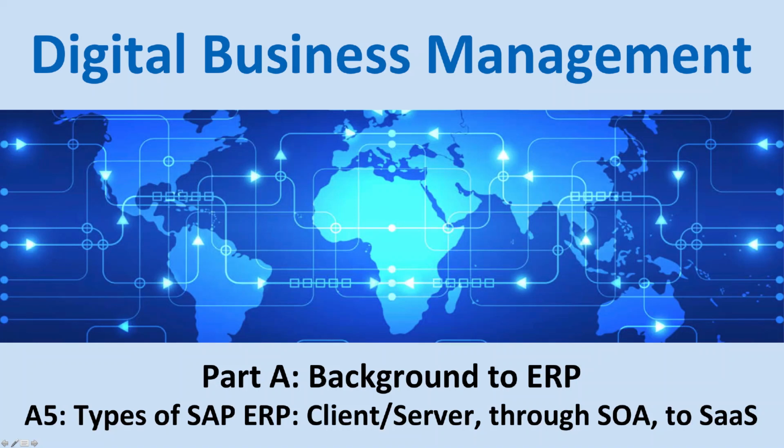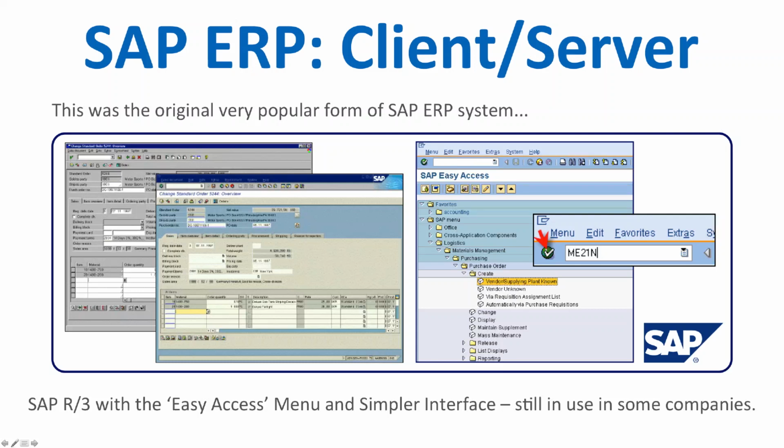So part A, 5 types of SAP ERP, from client server through service oriented architecture to software as a service. So this is the original ERP software, SAP R3. On the left is what it looked like, and although it's become much more updated, the main interface, which is the SAP Easy Access menu, which is basically a cascading tree structure, has been there since R3 came out.